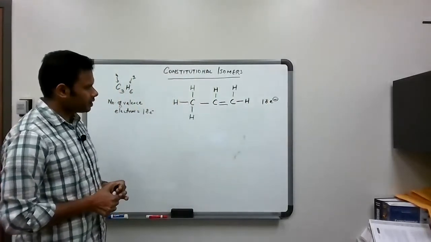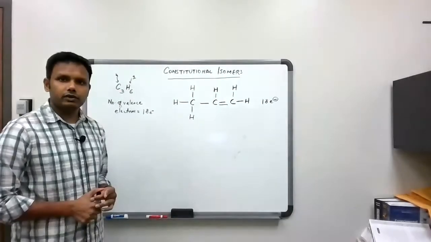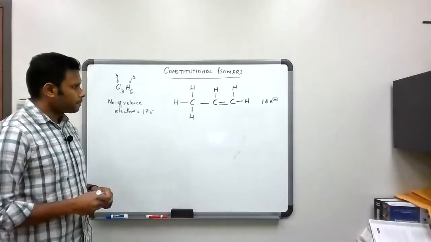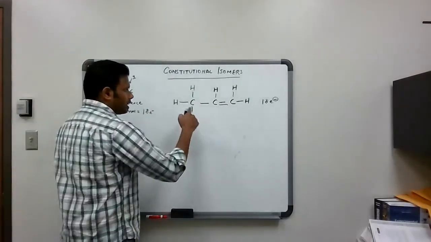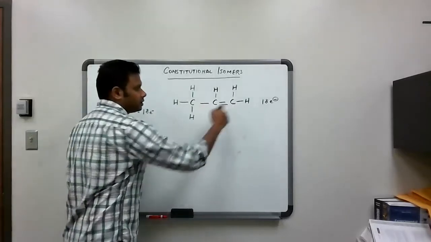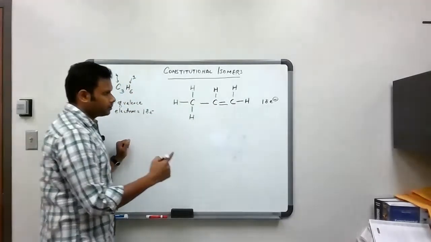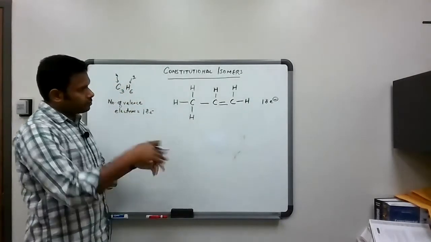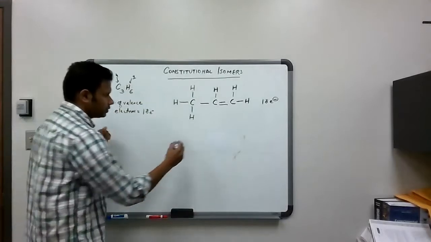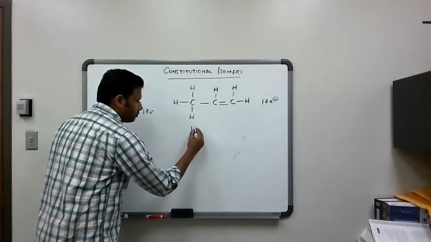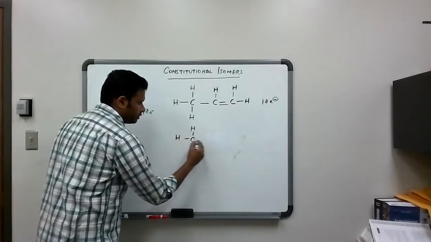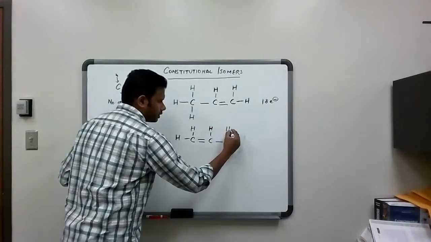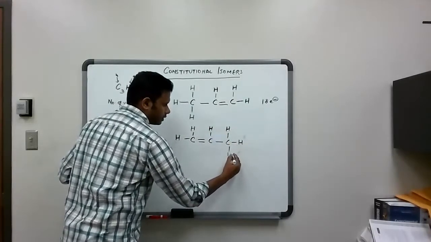Now, is there another possibility for these carbons to be bonded to each other, or for this molecule to be formed? Let's try something else. I had initially put the 3 carbons in a straight line, like a chain. What if, actually, even before we go there, let me draw another structure. What about this structure, where we have a double bond here, and then carbon, hydrogen, hydrogen, hydrogen, and hydrogen.